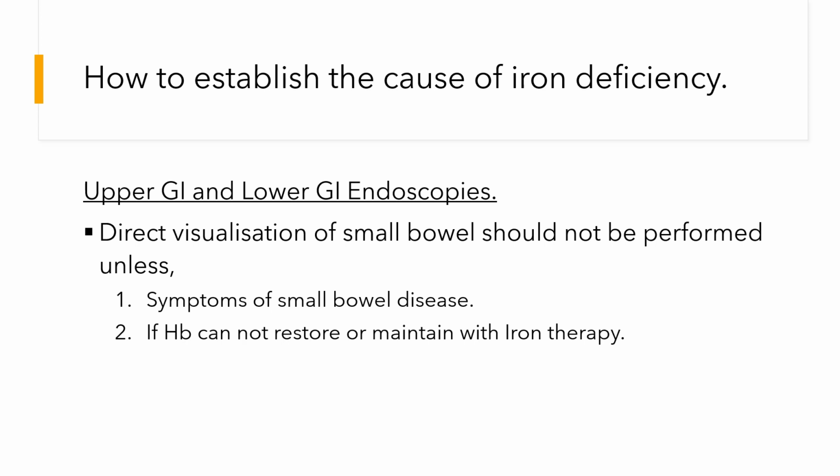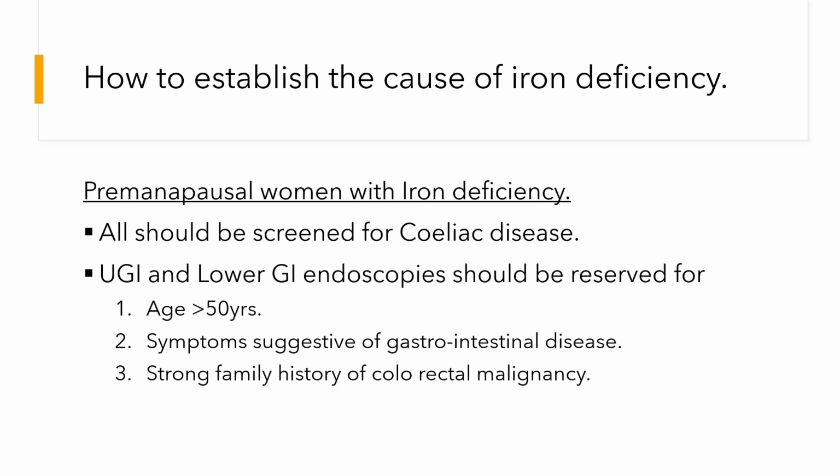What about small bowel investigations? Usually direct visualization of the small bowel should not be performed unless symptoms of small bowel disease are there, and if hemoglobin cannot be restored or maintained with iron therapy. Otherwise, we only perform upper GI endoscopy and colonoscopy. What about premenopausal women with iron deficiency? All these patients should be screened for celiac disease, and upper and lower GI endoscopy should be reserved for patients whose age is more than 50 years and who have symptoms suggestive of gastrointestinal disease, and if there is strong family history of colorectal malignancy.